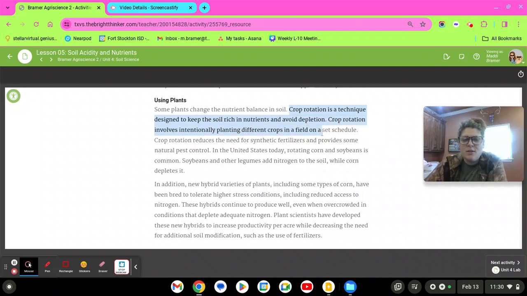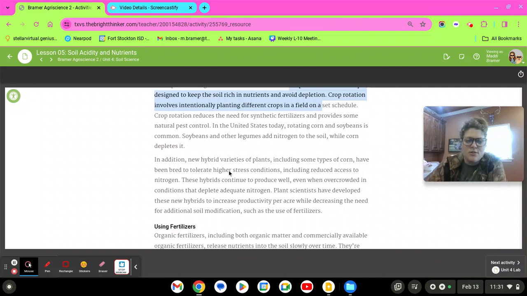That's where basically you're not planting the same crop every single year. You're not planting corn in the same field every year. You're going to rotate it. I might plant corn, and the next year, I might plant soybeans, because soybeans and other legumes put nitrogen back in and corn takes it out. So if you just keep planting corn, you're going to lose all the nitrogen in your soil.